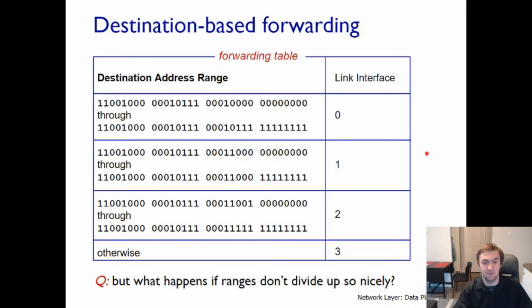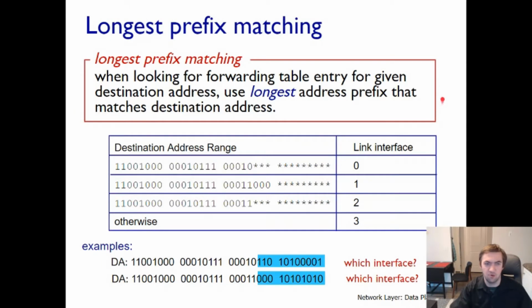But now what happens if these ranges don't divide up super nicely? Well, another approach is to use longest prefix matching. So the idea here is that when looking for the forwarding table entry for a given destination address, you use the longest prefix that matches the address.